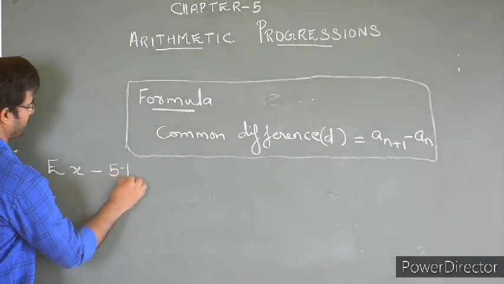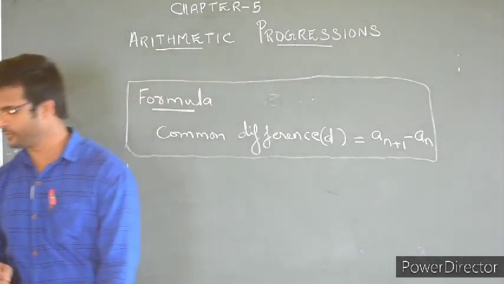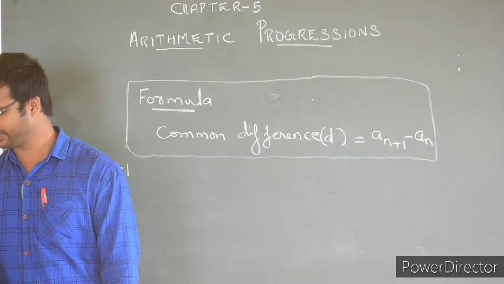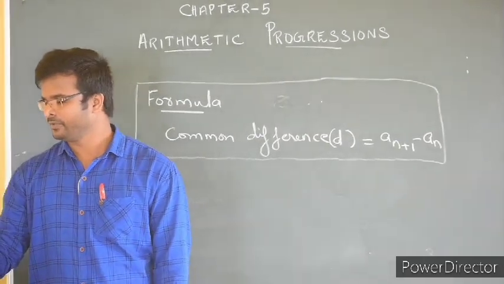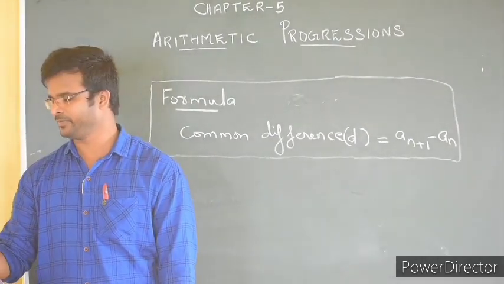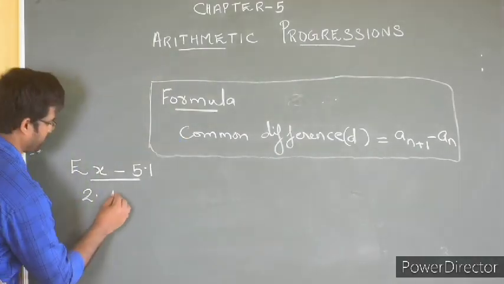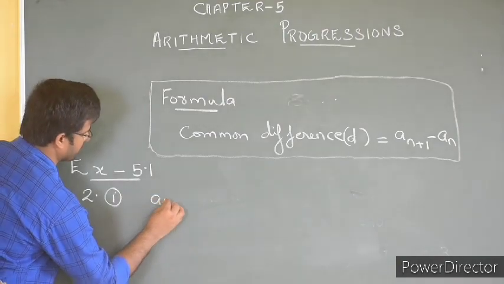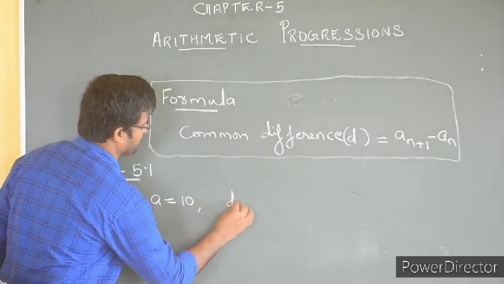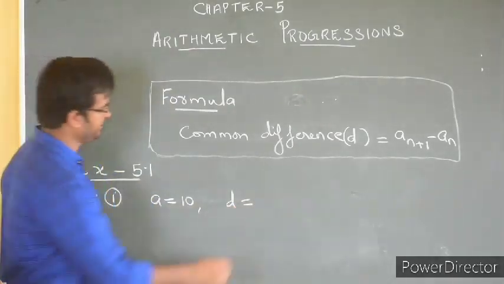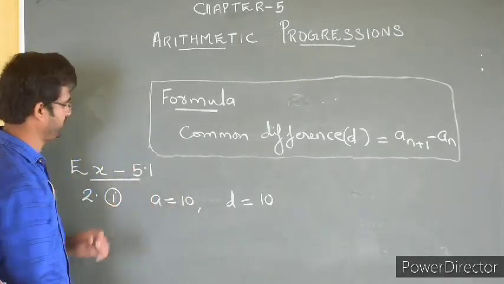Exercise 5.1, question number 2. What is our question? Our question is, write the first 4 terms of the AP when the first term a and common difference d are given. Roman number 1. In this question, a is 10 and common difference d equal to 10. Both given. We have to find out the first 4 terms.